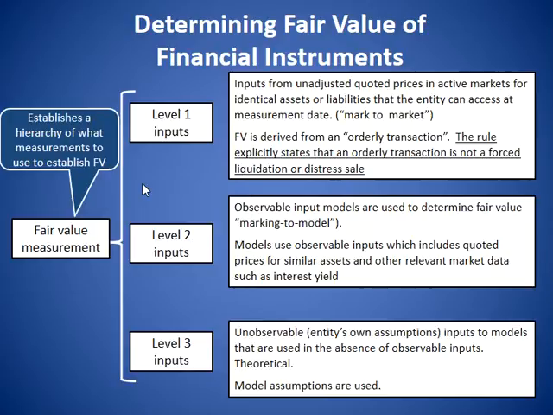Now, sometimes it is possible that a level 1 input cannot actually be used to establish the fair value. The FASB says fair value is derived from an orderly transaction. In other words, people have time to consider what the transactions are, and they're executed in an orderly fashion. The rule explicitly states that an orderly transaction is not a forced or liquidation or distressed sale. Let's use the example of mortgage-backed securities.